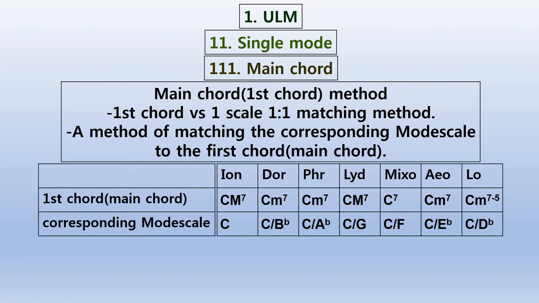Ionian is C major 7 chord with C scale, Dorian is C minor 7 chord with C/B flat scale, Phrygian is C minor 7 chord with C/A flat scale, Lydian is C major 7 chord with C/G scale. Mixolydian matches C7 chord with C/F scale, Aeolian matches C minor 7 chord with C/E flat scale, and Locrian matches C minor 7 flat 5 chord with C/D flat scale.